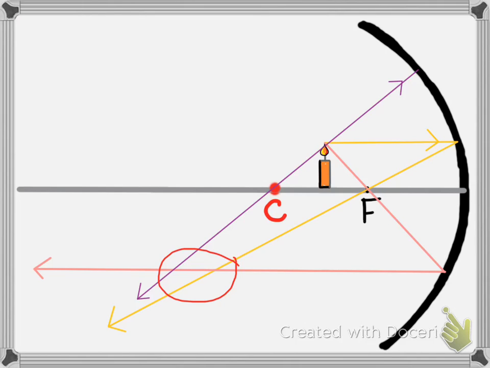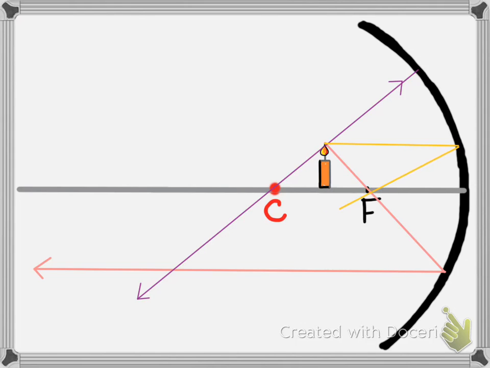Let's try the first ray over again. Okay, here we go. I'm going to do better this time. Parallel to the principal axis. I think that's closer to parallel. Then back, whoops, back through the focal point. Okay, well, still not perfect, but it sure does get us a lot closer.